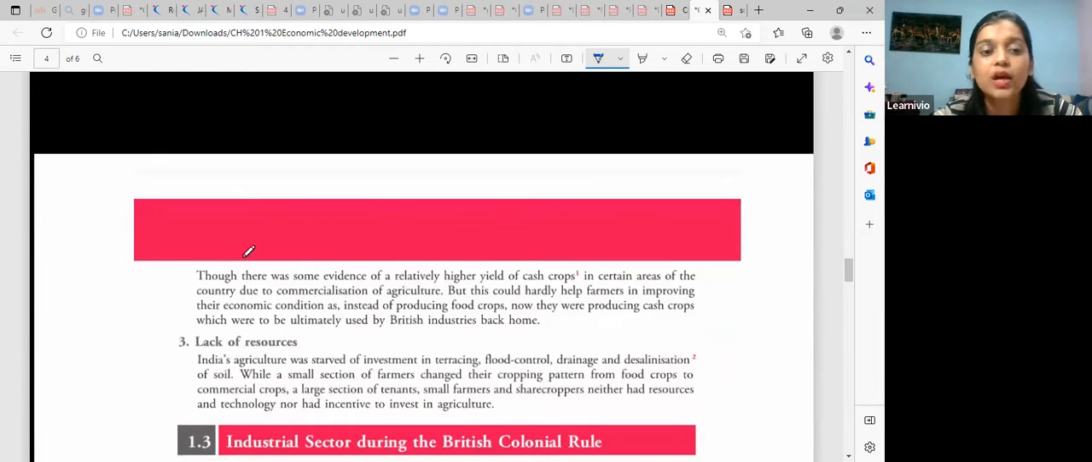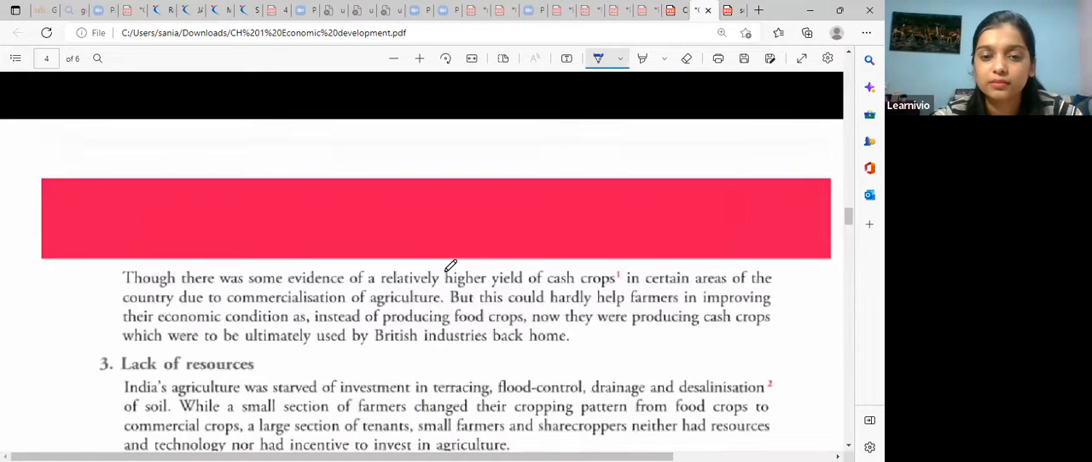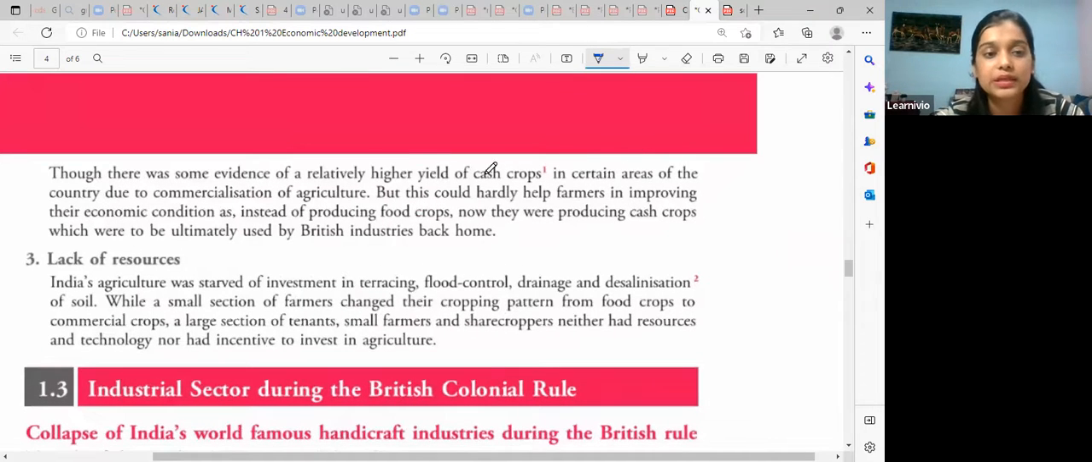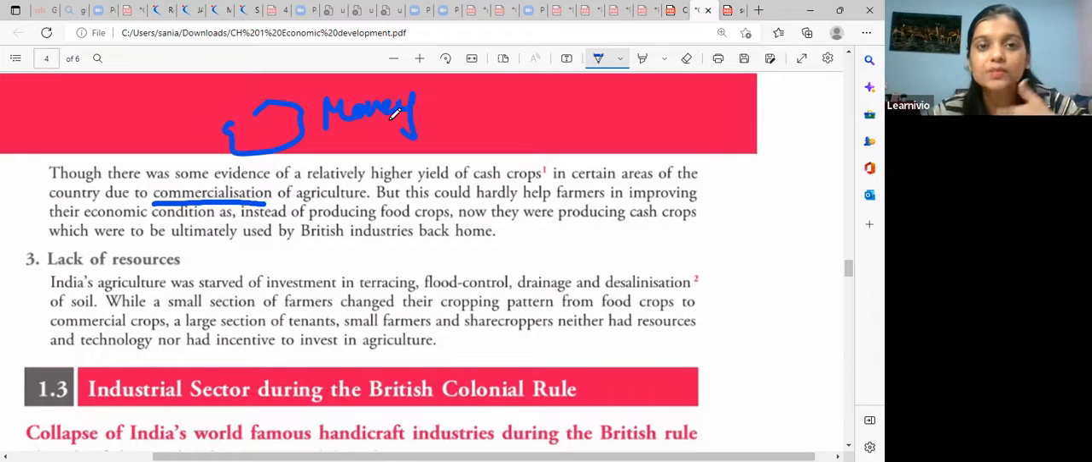There was some evidence of high yield cash crops in certain areas of the country due to commercialization of agriculture, but this could hardly help farmers in improving their economic condition, as instead of producing food crops, now they were producing cash crops. So there was commercialization, right? What is commercialization, ma'am? When you produce something for getting money. Commerce is basically taking or intaking, right? So when you produce things for getting money, that is known as commercialization.